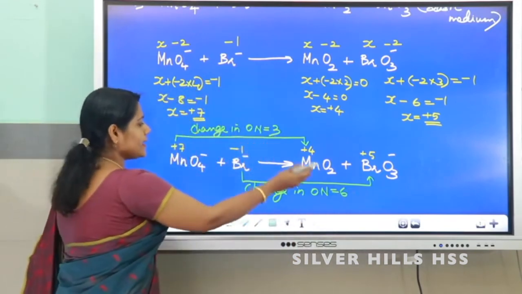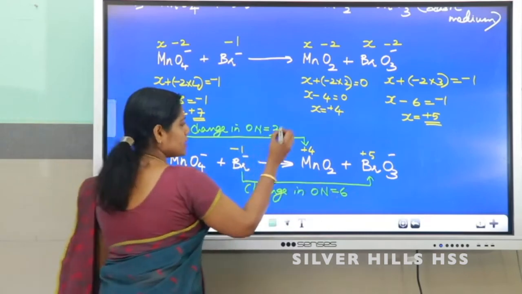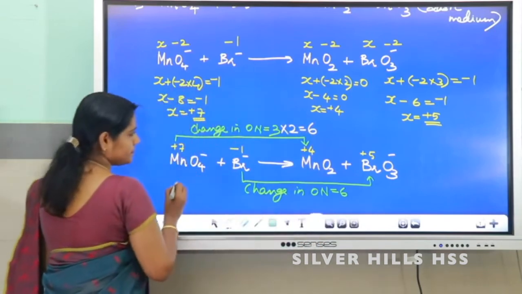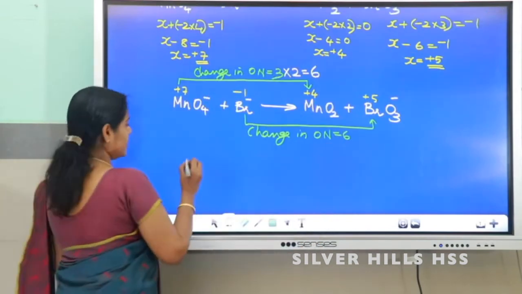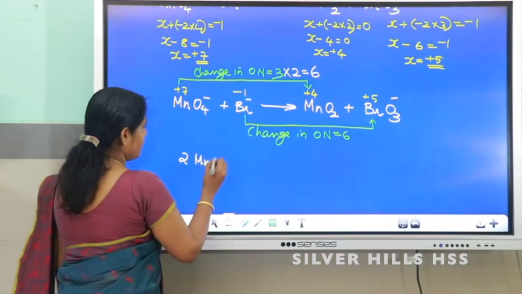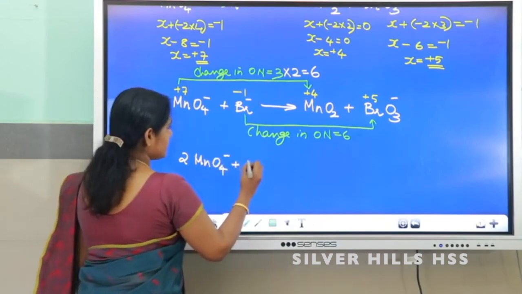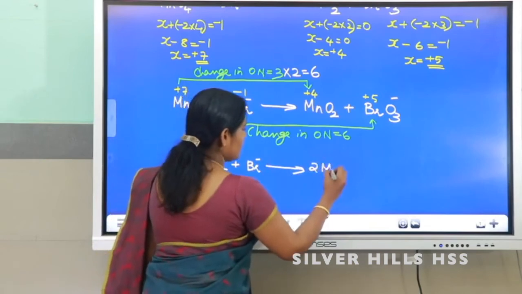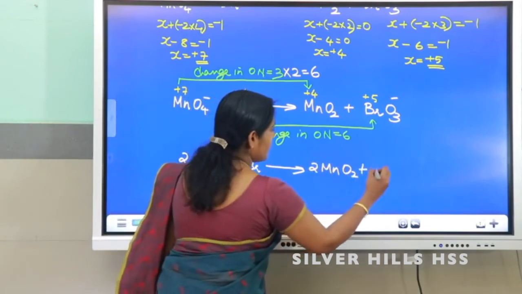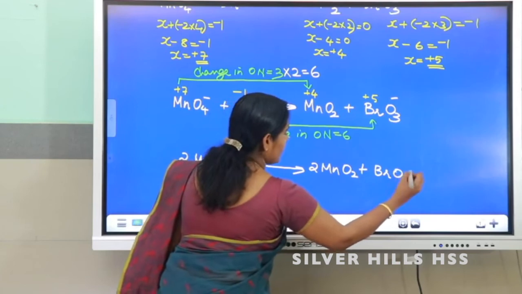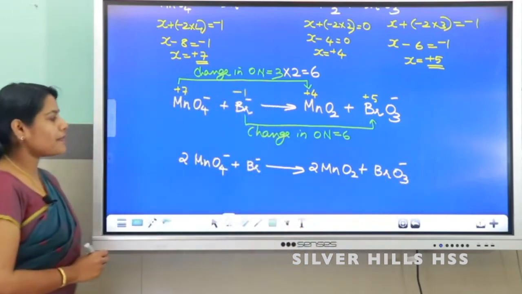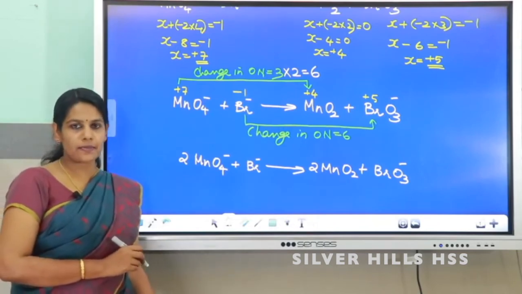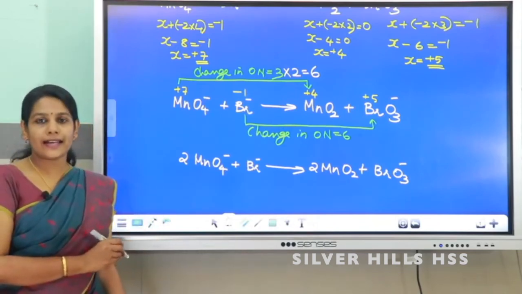Here it is 3 and here it is 6. In order to make the change equal, multiply 3 into 2, it becomes 6. So now the reaction becomes 2 MnO4- plus Br- gives 2 MnO2 plus BrO3-. Now, let us balance the negative charges. Since it is basic medium, there is a slight change in this step. Now, we are going to balance the negative charges.